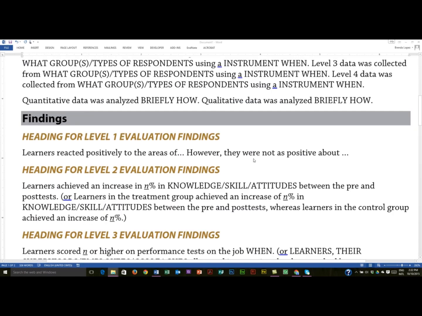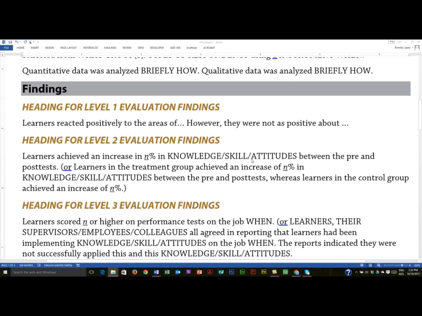The most important piece in an executive summary is actually the findings section and the recommendations. And again, you describe this briefly. So you provide your heading for the level 1 evaluation findings, for example, learner reaction to the training. And you indicate, in general, did they react positively to what areas, or negatively to what areas? No need to explain what you'll recommend, because you'll talk about that later on.